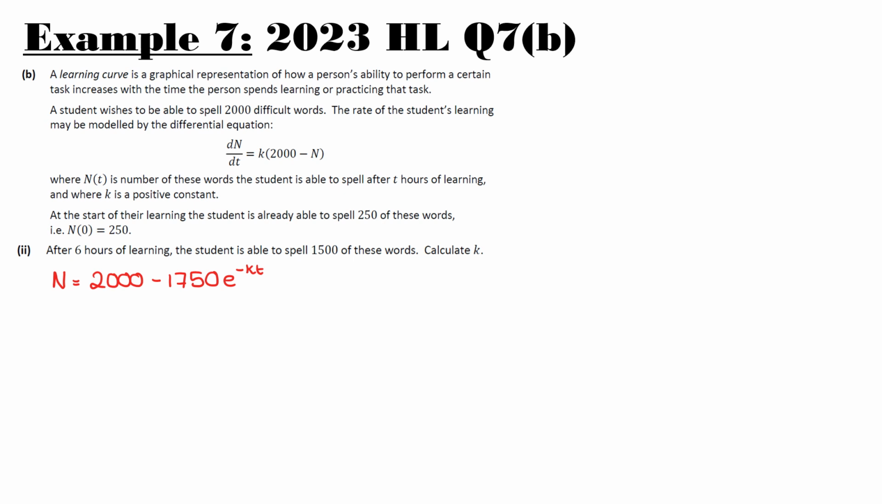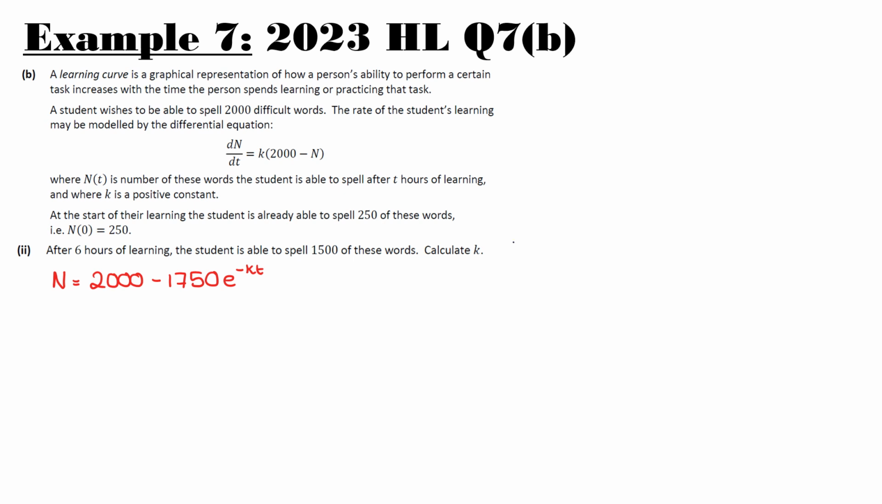So for part 2, we're told after 6 hours of learning, the student is able to spell 1500 of these words. Calculate k. So we have our formula here that we worked out from part 1. However, because we're looking for k, we can go back to part 1 and go through our workings and see, is there a line which will help us to isolate what we want? So in this case, k, rather than us having to put in the values and then work backwards. It's absolutely fine to put in the values and work backwards.